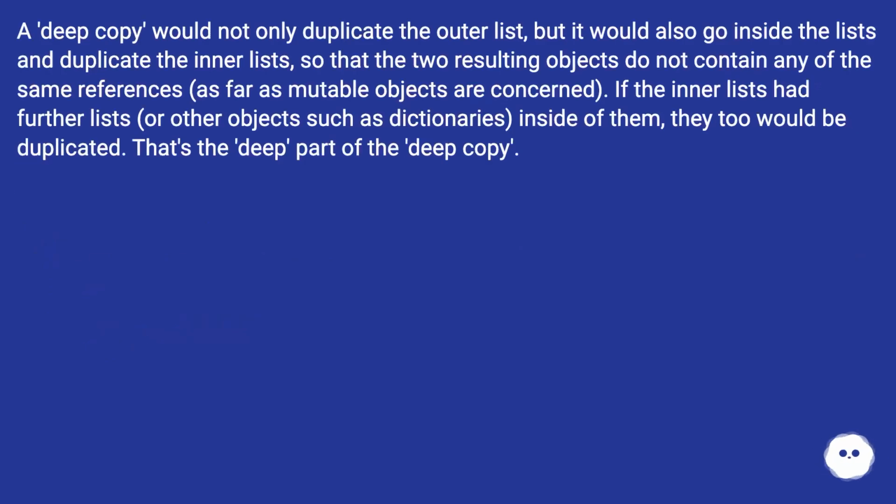A deep copy would not only duplicate the outer list, but it would also go inside the lists and duplicate the inner lists, so that the 2 resulting objects do not contain any of the same references, as far as mutable objects are concerned. If the inner lists had further lists, or other objects such as dictionaries, inside of them, they too would be duplicated. That's the deep part of the deep copy.